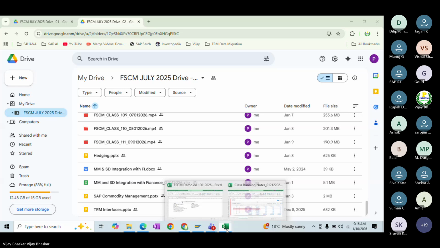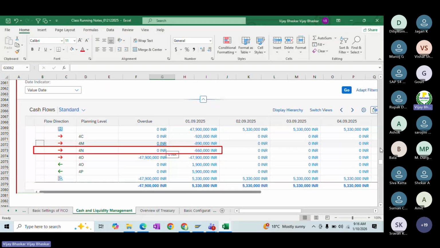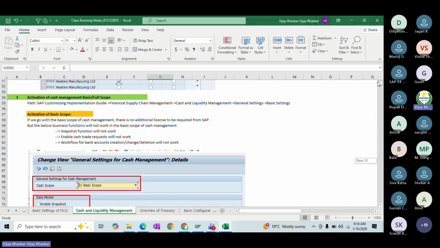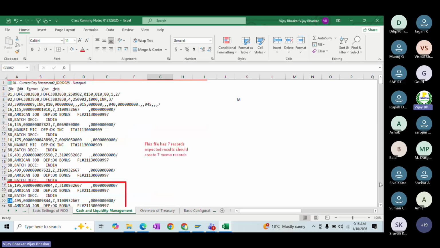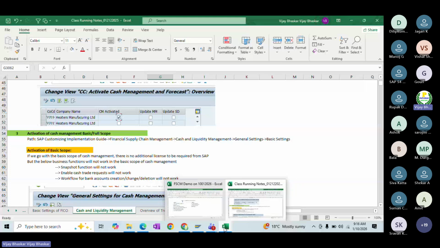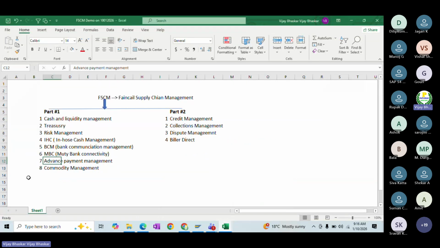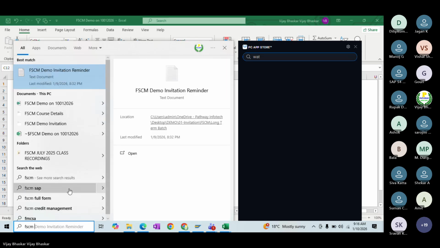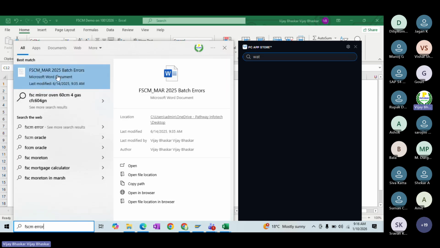Now, as I have already explained multiple times, the sessions are taken with the help of each and every configuration step, which I'm going to configure in front of you. Then I will execute the scenario, because I'm not going to use any existing setup. And in addition to that, if there is some error, we will see those errors also.